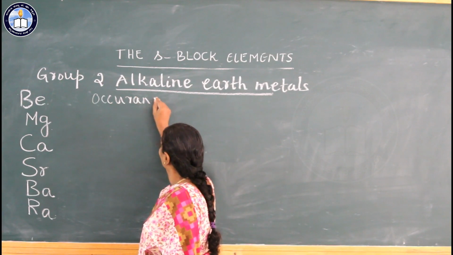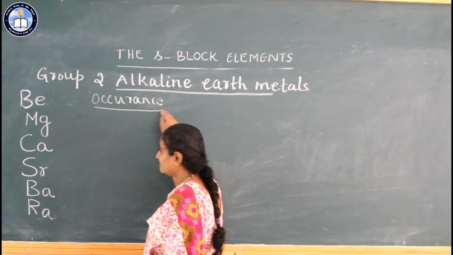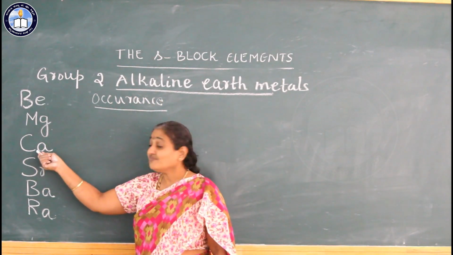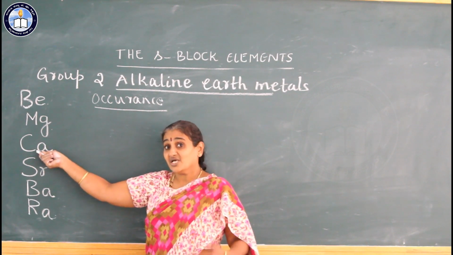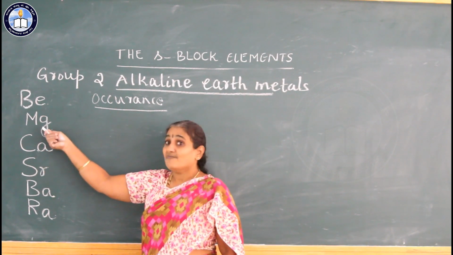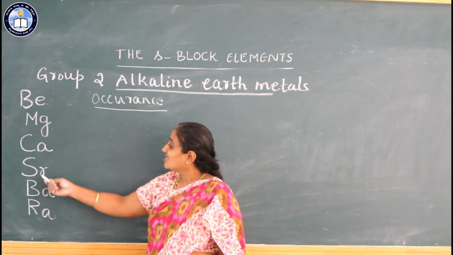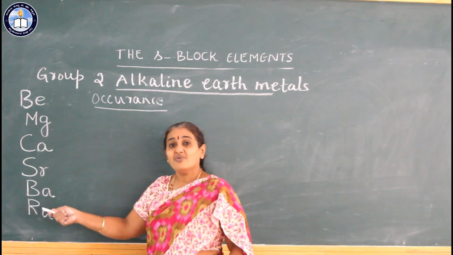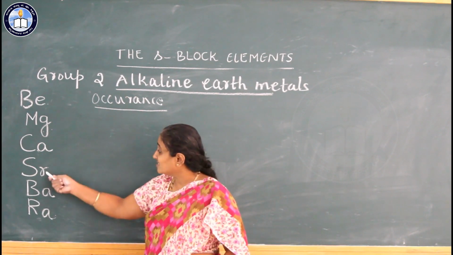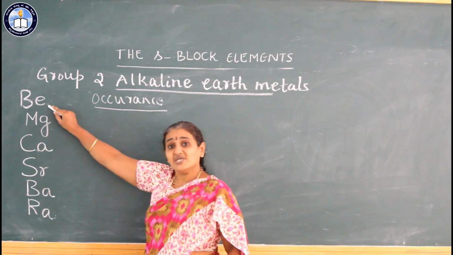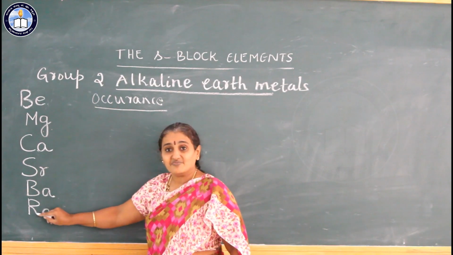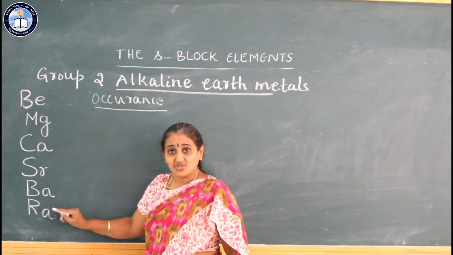Occurrence of alkaline earth metals. Calcium ranks 5th in the earth crust. Magnesium ranks 5th in the earth crust. Strontium and barium are in lower abundances, and beryllium is rare, and radium is radioactive element.